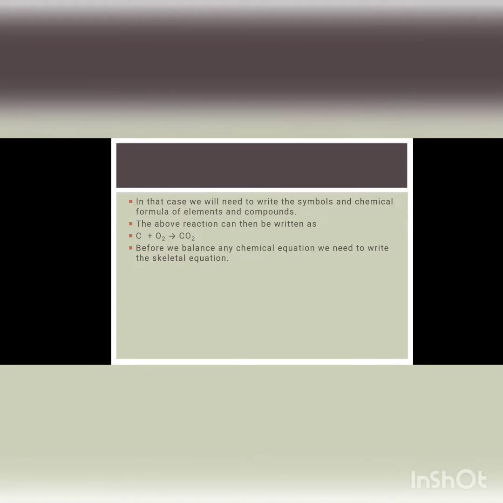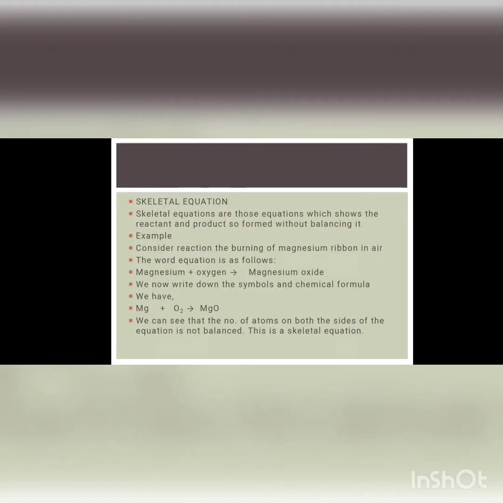Before we balance any chemical equation, we first have to write the skeletal equation. What is a skeletal equation? A skeletal equation is one that shows the reactants and products formed without balancing it. Example: magnesium combining with oxygen forming magnesium oxide. We simply write the skeletal equation as Mg plus O2 forming MgO.